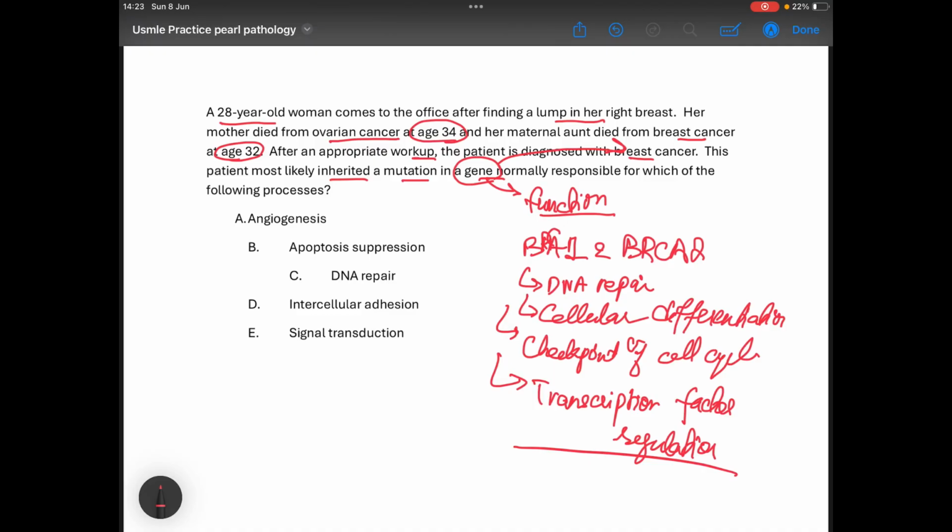In this case, the diagnosis is hereditary breast cancer, and the genes responsible are BRCA1 and BRCA2, which have the functions of DNA repair, cellular differentiation, cell cycle checkpoint, and transcription factor regulation. Among the options, the right answer is DNA repair, because in that question we have to tell the function of the gene that is responsible for hereditary breast cancer.